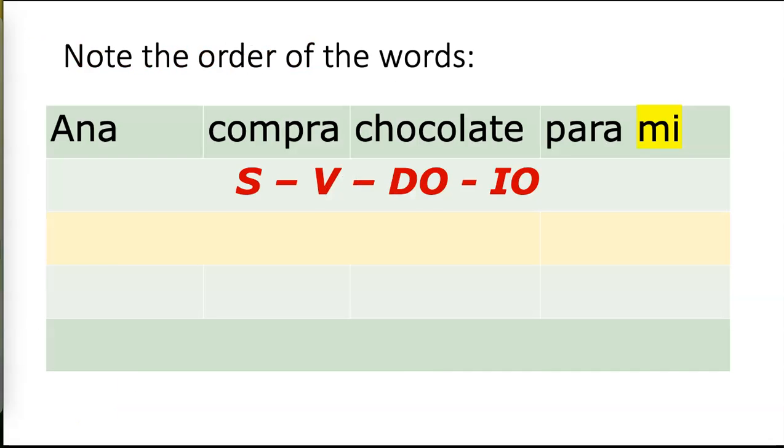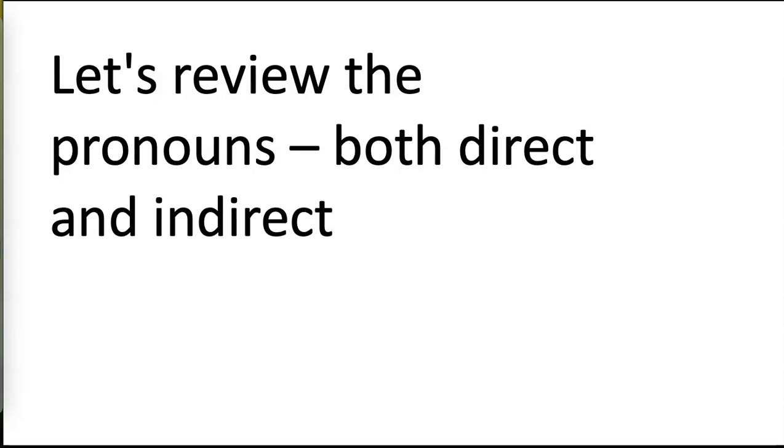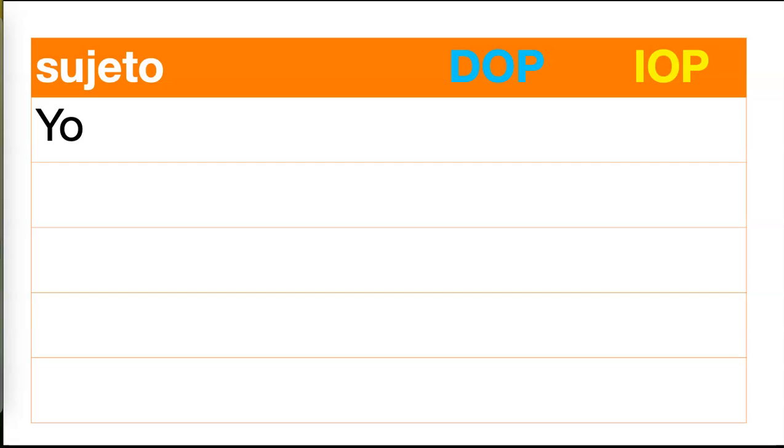Again, note the order of the words. Ana compra chocolate para mí: subject, verb, direct object, and indirect object. But when I'm using object pronouns, it again changes, and I'm going to put the indirect object pronoun in front of the verb. Ana me compra chocolate.